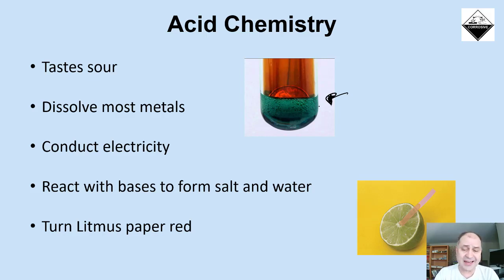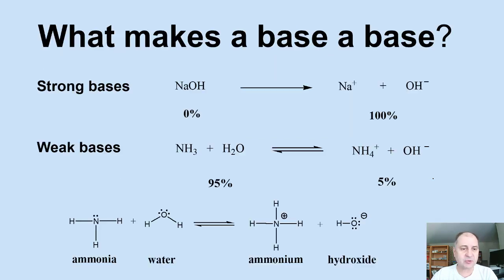And then finally, this is an indicator. It's called litmus paper. And if you hold a litmus paper to an acid, it's going to be pink. And if you hold it to a base, it's going to be blue. And there are other indicators that we will discuss throughout this chapter.